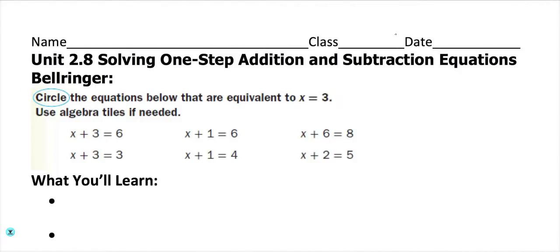So today we're going to look at the next part of the unit. We've been working with expressions. Now we're going to move into equations. This is one of the main focuses in 7th grade along with negatives. Today we're going to work on one-step addition and subtraction equations. Go ahead and put today's date up at the top.